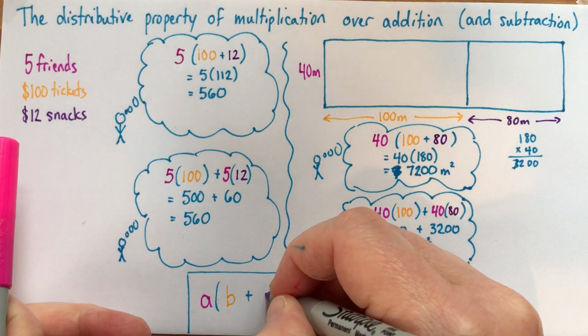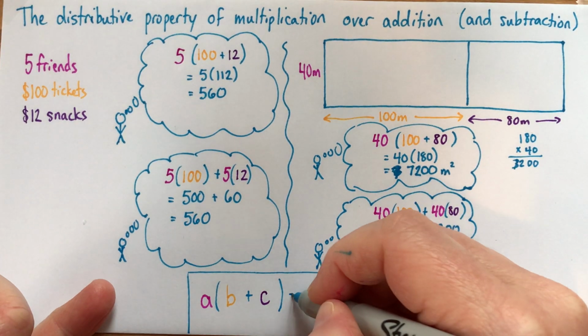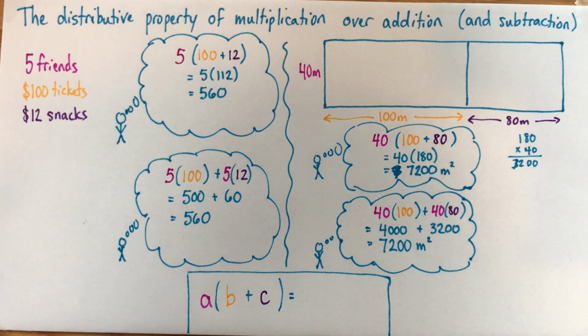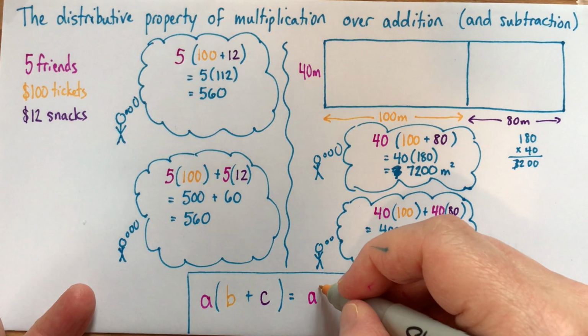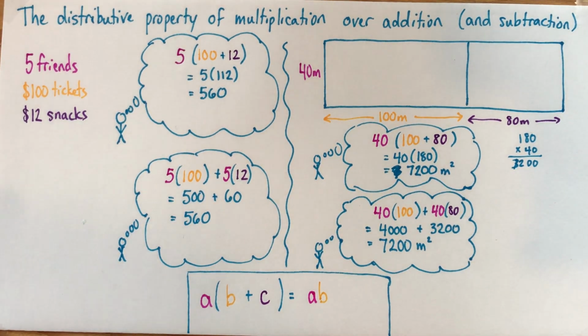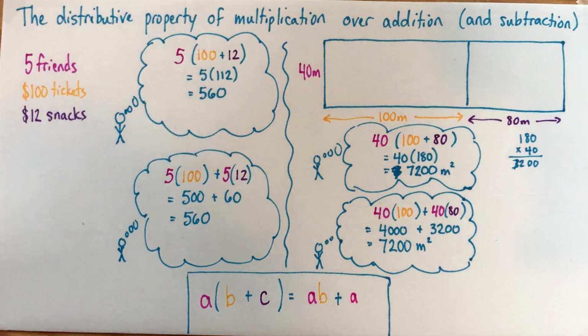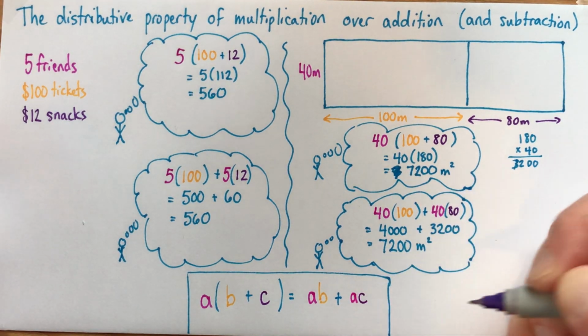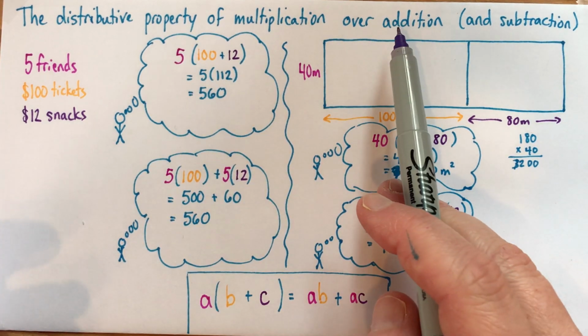Lots of extra noises here. I hope they're not too distracting. A times the sum of B and C is the same as A times B plus A times C. So this is the distributive property of multiplication over addition.